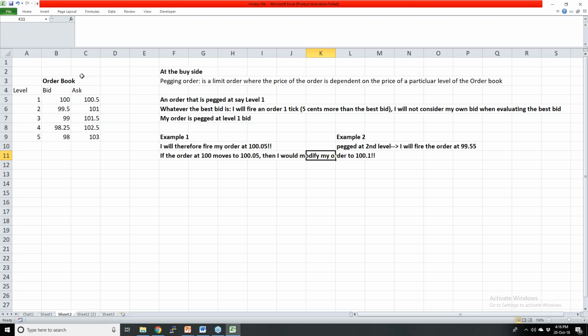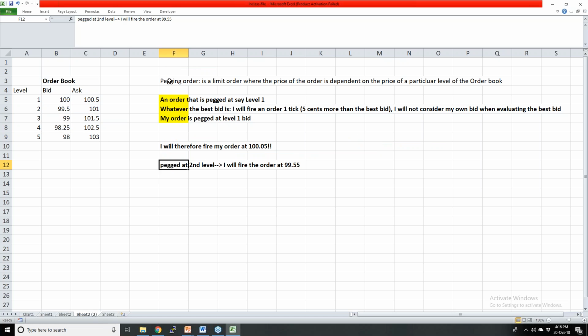You can put pegged orders from level 2, level 3, level 4, level 5. It's up to you really. But usually, for level 2 and level 3 orders, it's tough to get them traded, right?